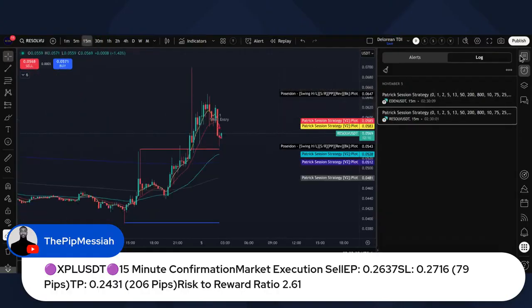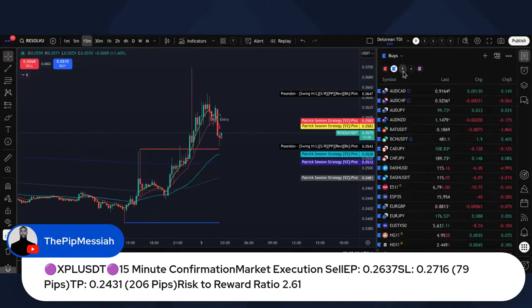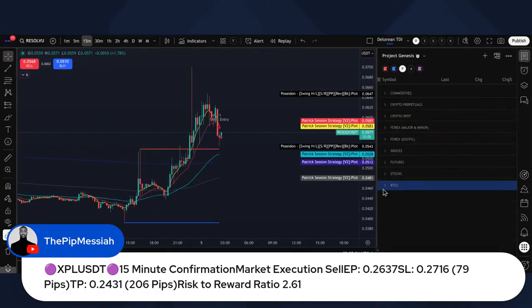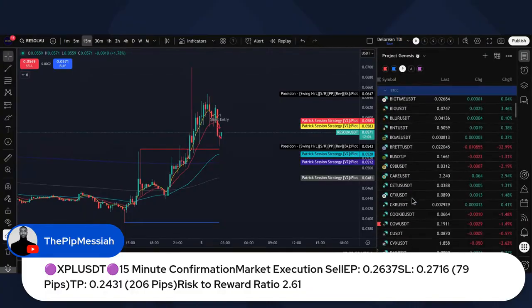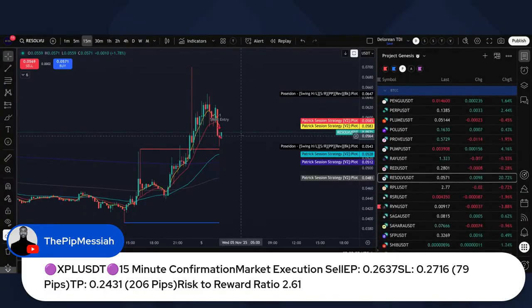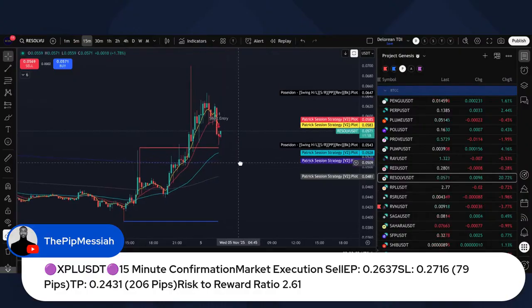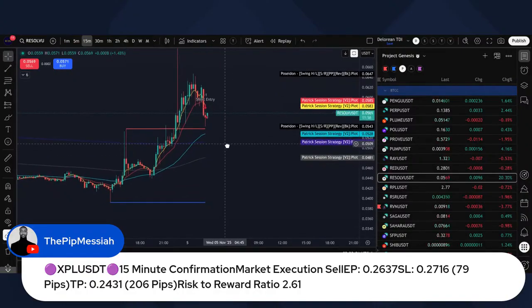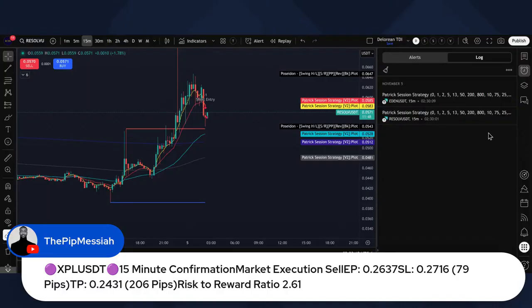Next up, we have Resolve versus Tether. And this is aqua, blue, gray. This is consolidation. We're not going to be taking that trade.